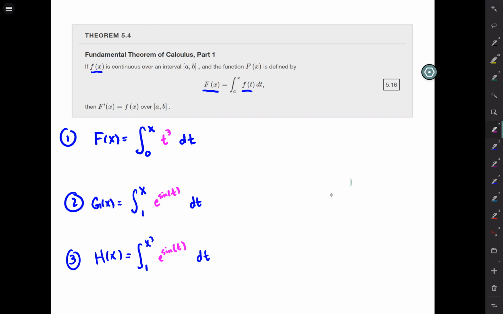Okay, hello everyone. So now I want to look at the fundamental theorem of calculus part 1. This is one of the big theorems in calculus, and it tells us how to relate the integral and the derivative.